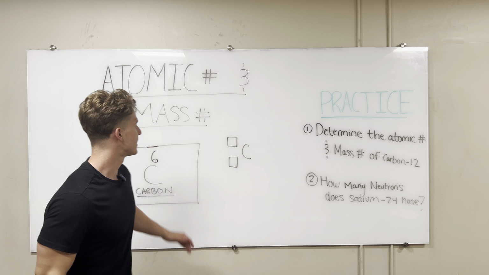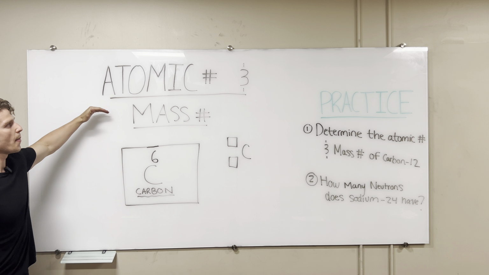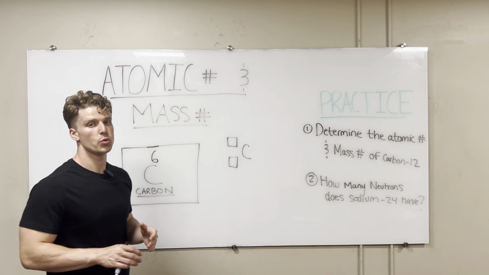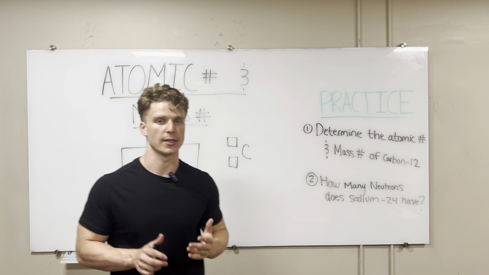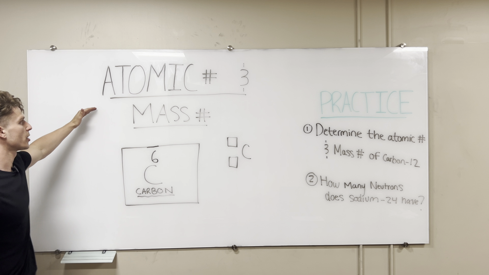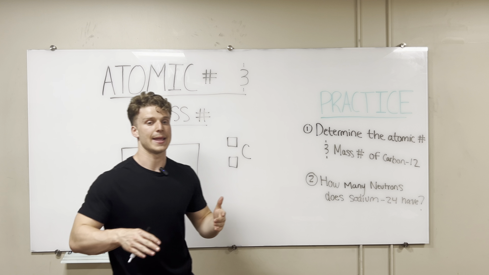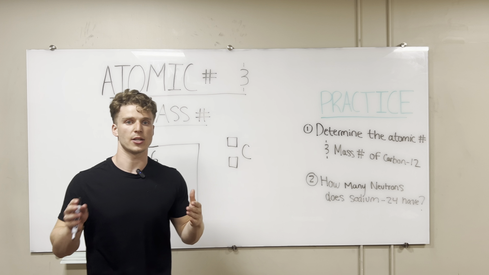Welcome back, guys. Today's video is going to be covering the concept of atomic number and mass number. These are two important things that we can use to describe atoms on the periodic table. So starting with atomic number, we can use the order that the atoms are written in the periodic table to tell us the atomic number.